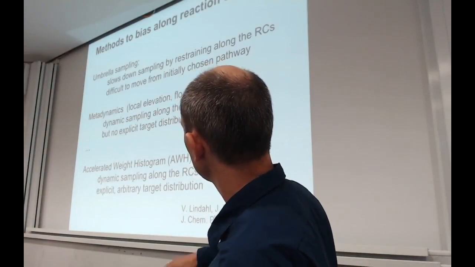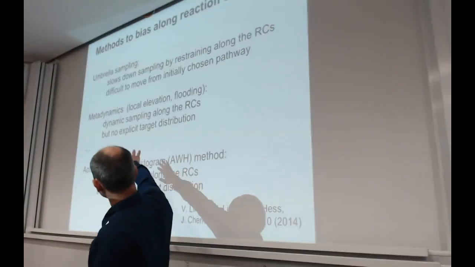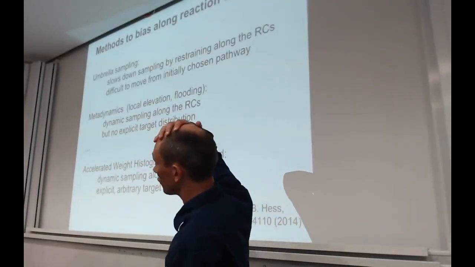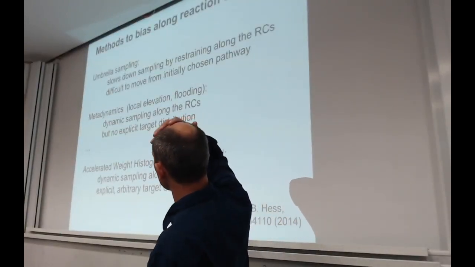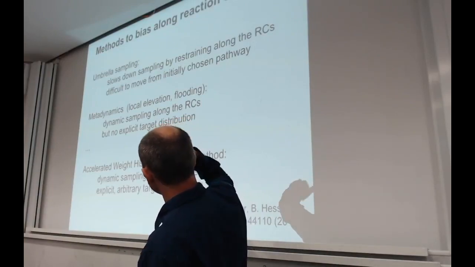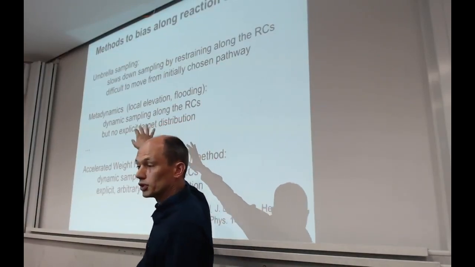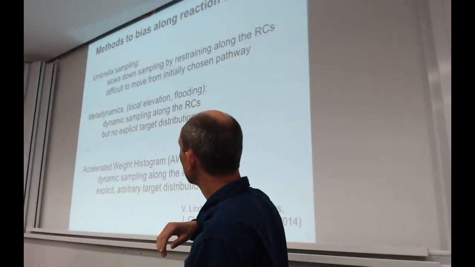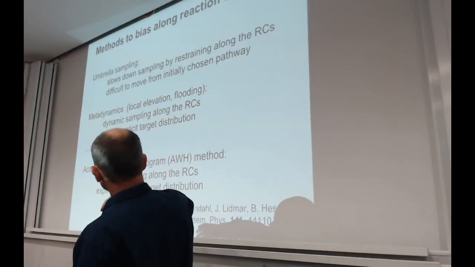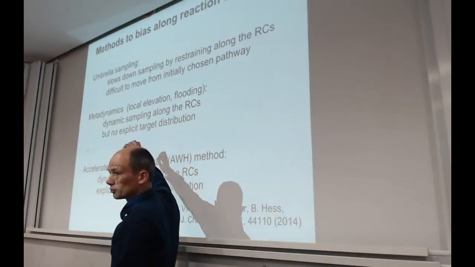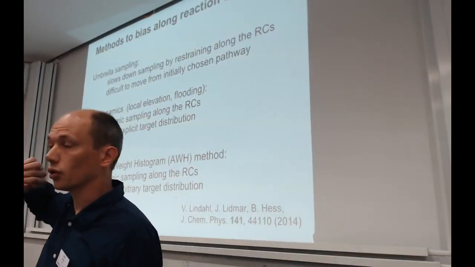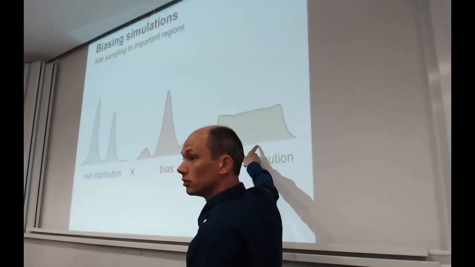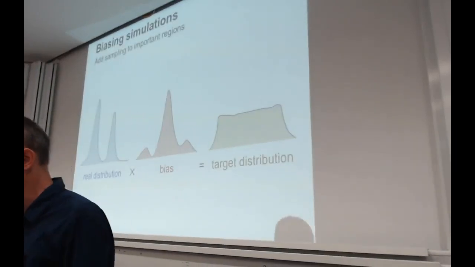Then there's a very popular class of methods, which is now referred to as metadynamics, but the ideas are much older: local elevation or flooding by others in the field, before it was picked up and popularized as metadynamics. This has dynamic sampling along the reaction coordinates, which has strong advantages because you make use of the natural sampling of the system. But the disadvantage of these methods is that there's no explicit target distribution. So you don't know what distribution you're after. Maybe a posteriori you might know.